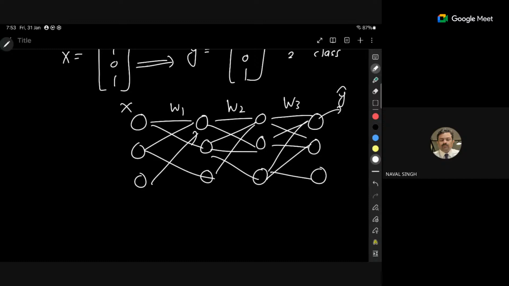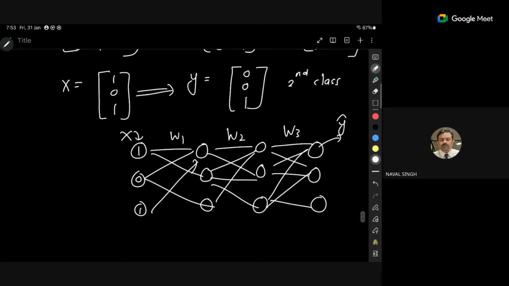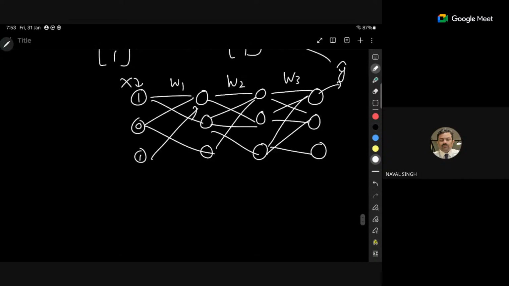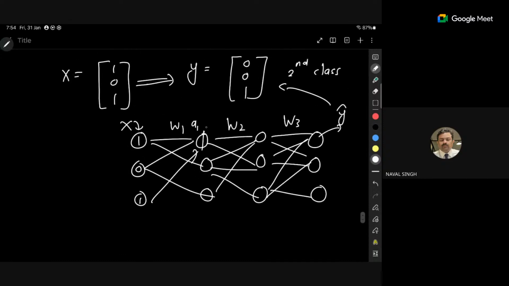Here we are going to give x. So 101 I would have given here. This will go through, and some y hat we'll get. I'll compare it with this 001. So we call this A1, and this is H1. Then here we have A2, H2. Here we have A3, and then we can call it H3 also. But y hat is more familiar. That's the ending.